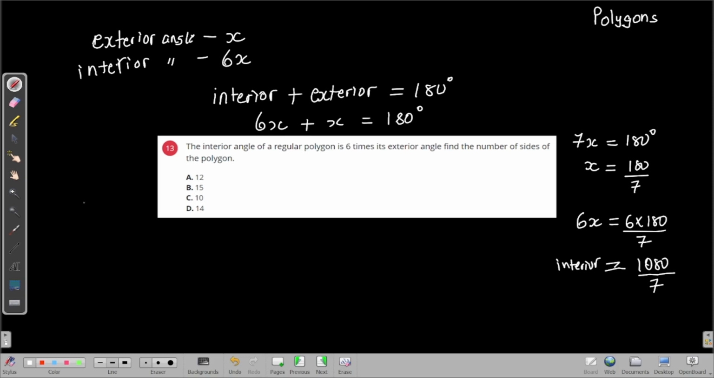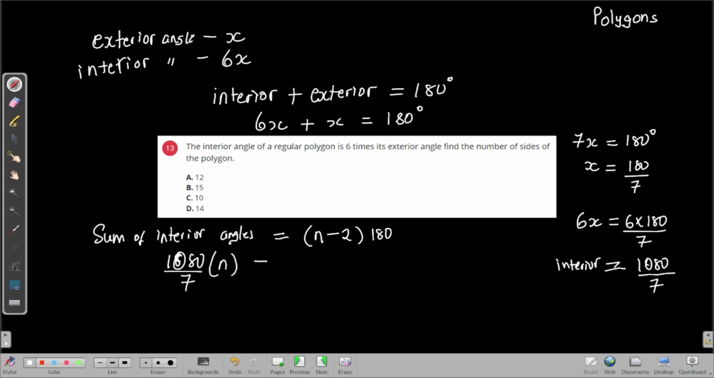Now how do you find the sum of interior angles? There's a formula for the sum of interior angles in a polygon, and that is (n minus 2) times 180, where n is the number of sides. Another formula for the sum of interior angles is one interior angle times n. So that's 1080 divided by 7 times n, and that's equal to (n minus 2) times 180. This is quite tricky.